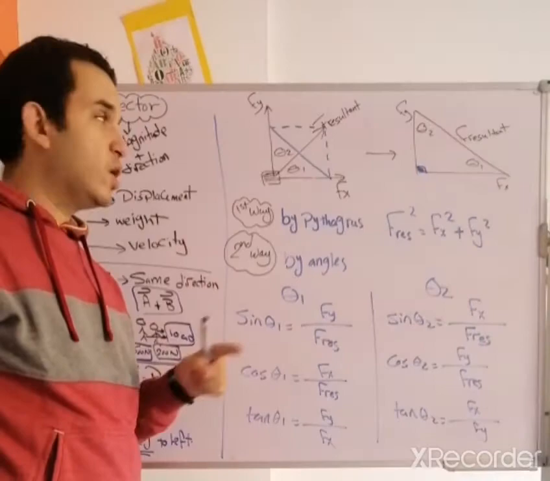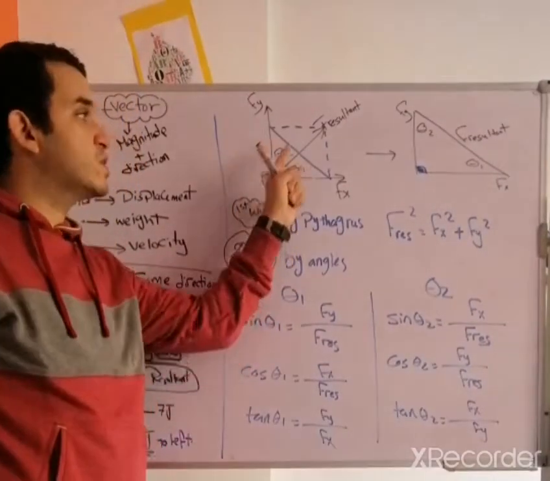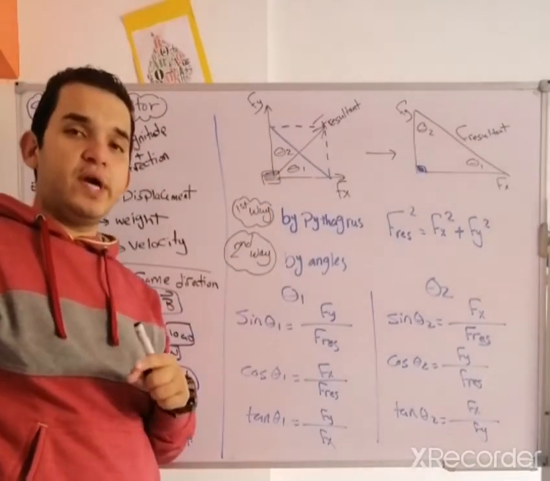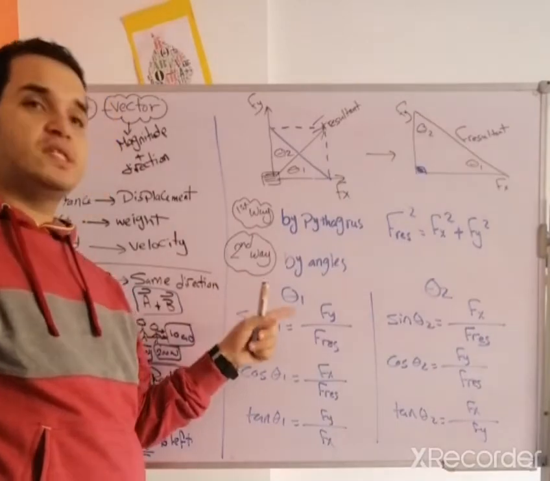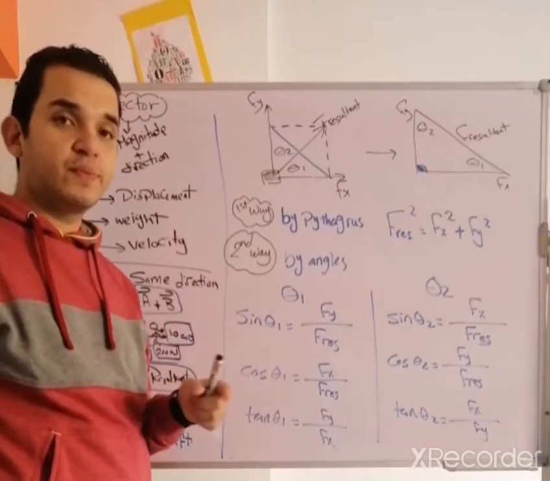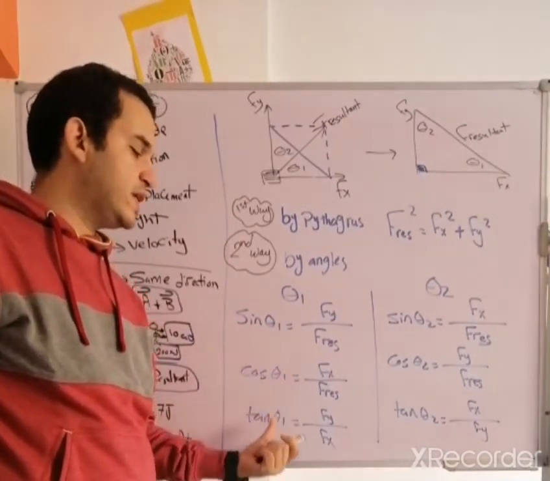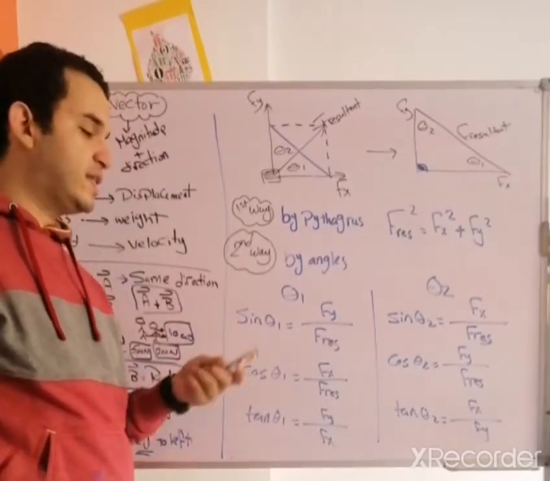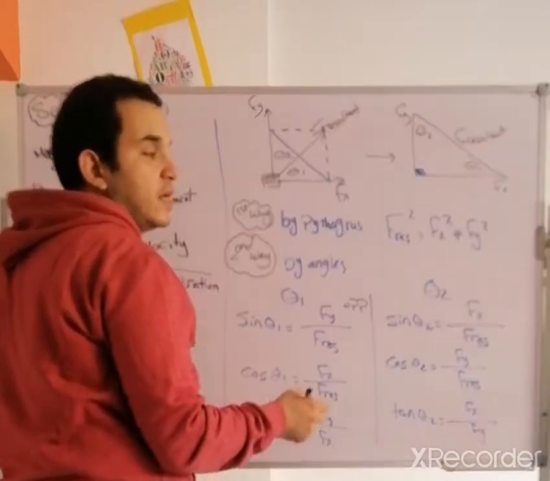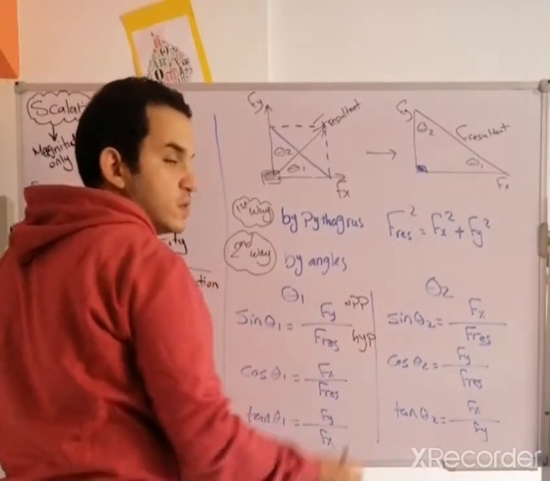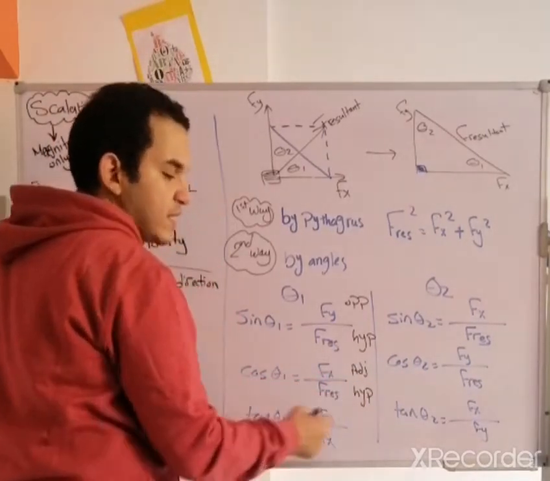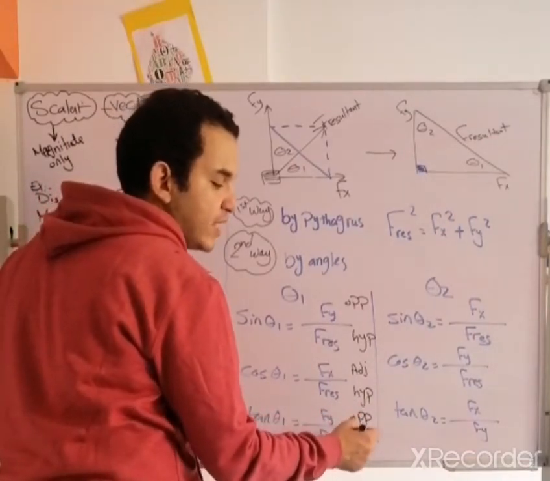Or there is another way, using the angles between the resultant and the x-axis, or the resultant and the y-axis. It's called the angles way, using θ1 or θ2. θ1 has three functions: sine θ, cosine θ, tan θ. We have studied that sine θ is the opposite of the θ to the hypotenuse, while cosine is the adjacent of the θ to the hypotenuse, and tan is the opposite of the θ to the adjacent.